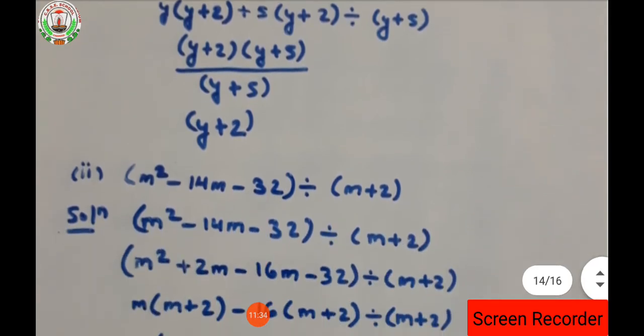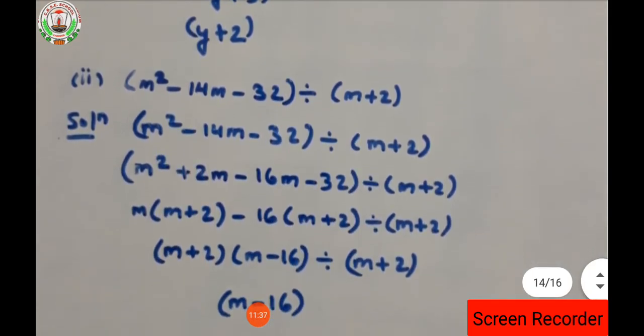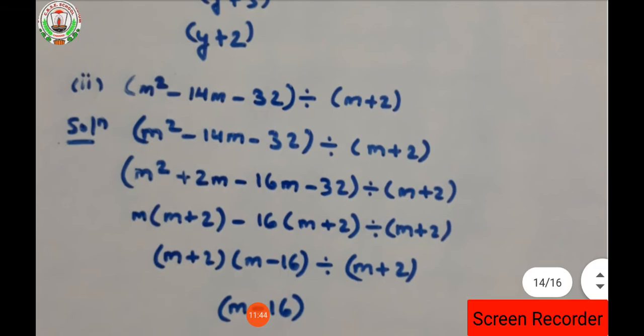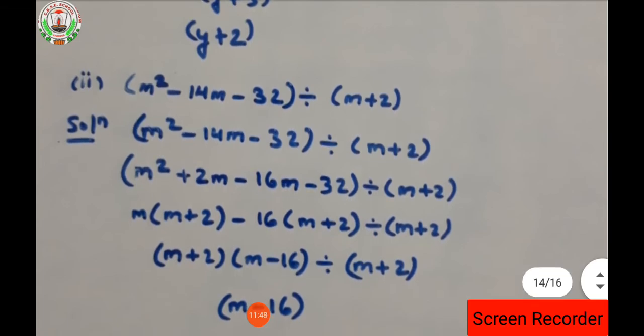Similarly, for the second part of the question, m square minus 14m minus 32 divided by m plus 2. Now minus 14m can be written as plus 2m minus 16m. Of course it can be written. Now making the pair of m square plus 2m, and then making the pair of minus 16m minus 32. If we take minus 16 common outside the bracket, it will become plus 16m plus 32, isn't it?